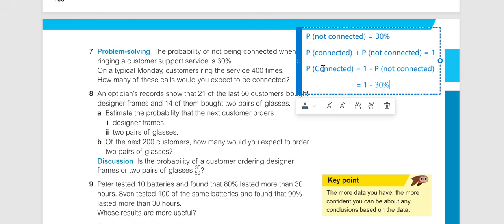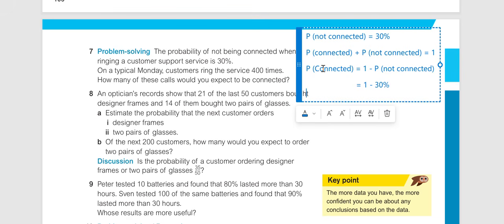So here the probability of not connected is 30%. Right? So what will be the answer? 1 minus 30% is going to be 70%. Sorry, probability of connected, right? Probability of connected is going to be 70%.